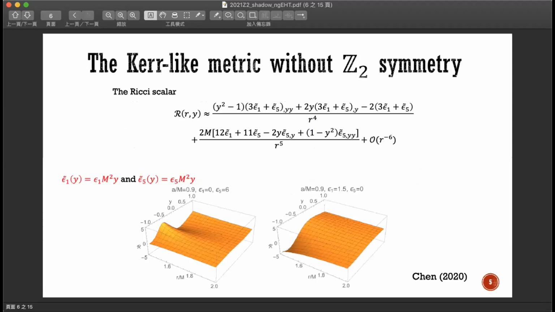So this slide is just to convince you that by adding this epsilon 1 or epsilon 5 and changing them, the Kerr-like space-time here is indeed Z2 asymmetric. So you can see from this curvature invariant, the behavior of the curvature invariant will be different in the Northern Hemisphere and the Southern Hemisphere, okay?